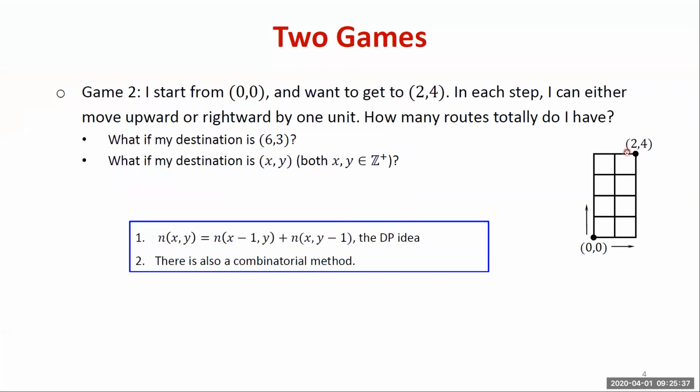I think backward, that is in order to get this point, the total route that I have to go to this point equals the total route that I have to go to this point plus the total route that I have to go to this point. And then in order to get this point, I need to calculate this and this. To get this one, I need to calculate this. To get this one, I need to calculate this, right?